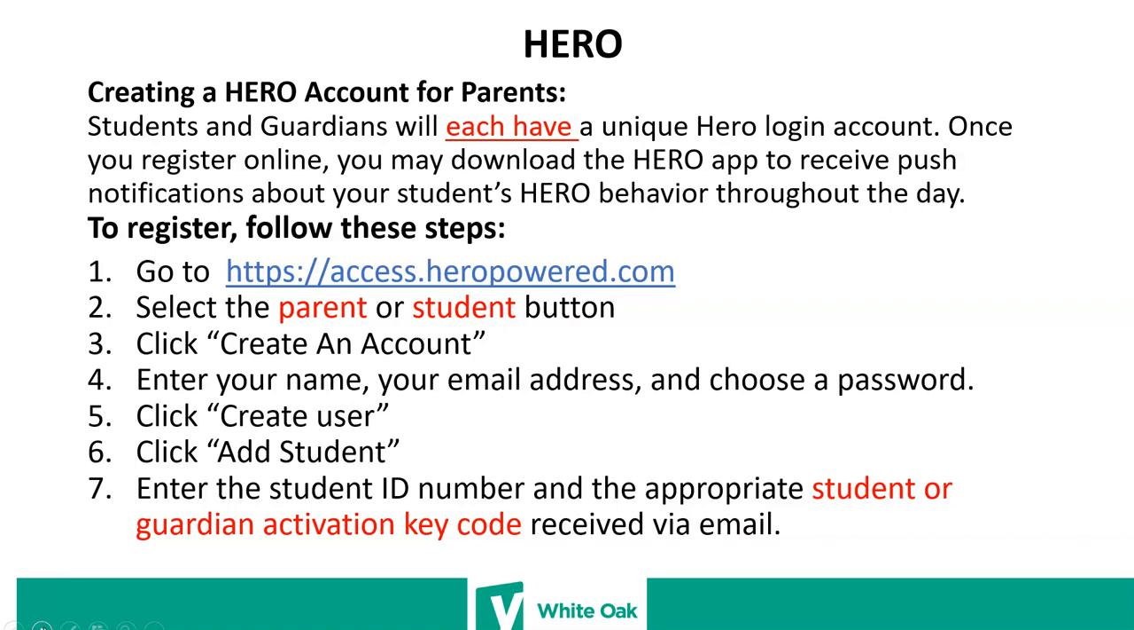So now that we've pointed out a few things about how demerits will be tracked, let's discuss creating a Hero account. This process can be used for parents and students. Students and guardians will each have a unique Hero login account. Once you register online, you may download the Hero app to receive push notifications about your student's Hero behavior throughout the day. A push notification is something like an alert that will pop up in your phone and email.